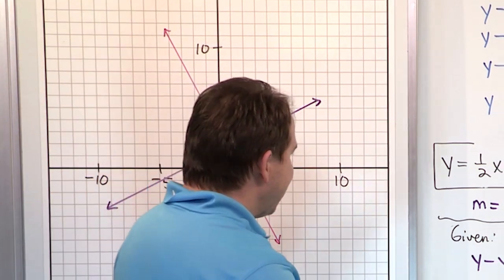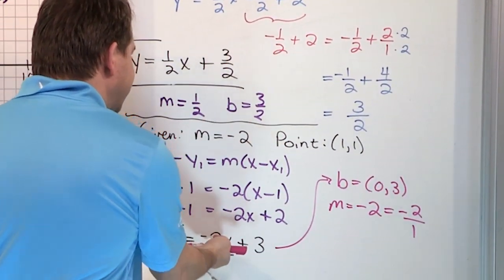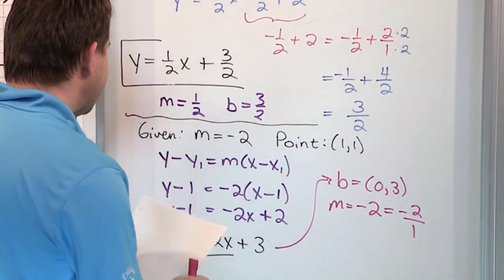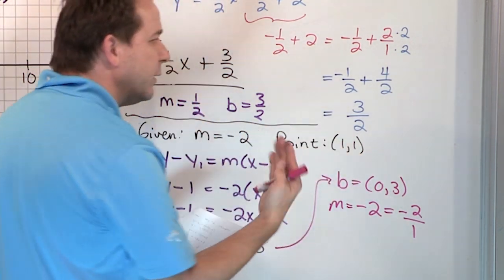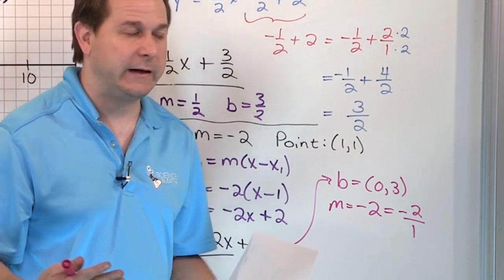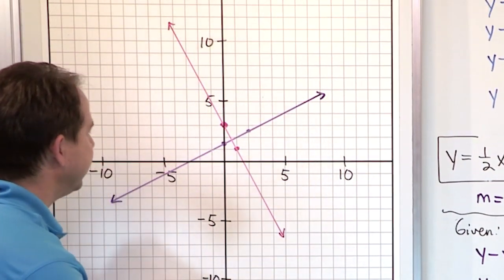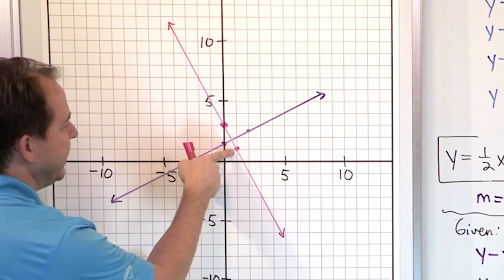Now what we've done is we've taken the information from the problem, we've written an equation of the line, and we've graphed it. And then we want to go back as a double check and we want to say, this point 1, 1 is supposed to be on the line. That was given to me. So let's go back and see if it is on the line. 1, 1. It is on the line.